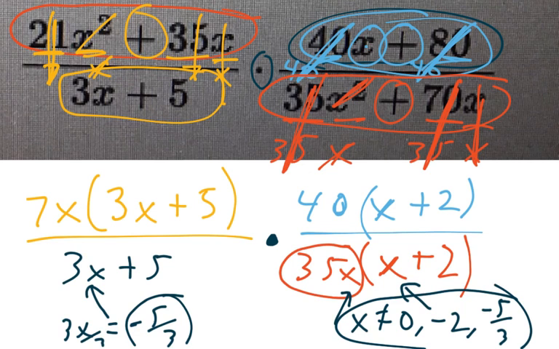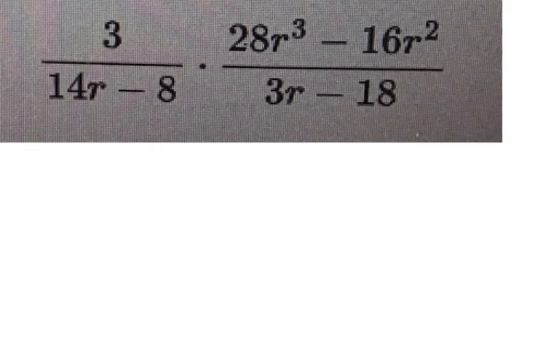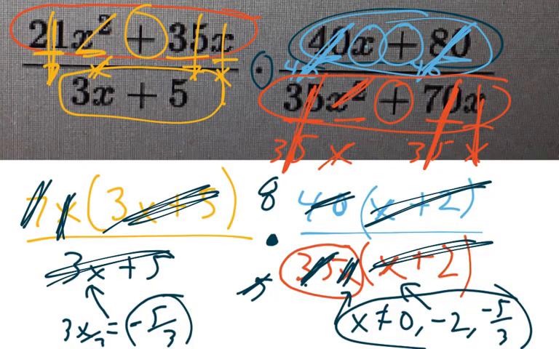Now let's simplify. The x plus 2's cancel out. The 3x plus 5's cancel out. The x's cancel out. 7 divides 35 5 times. Wow, everything's canceling out. 40 divided by 5 is 8. So I'm pretty sure the whole thing simplifies to just 8. So that would be our answer, guys. We would say 8 would be the simplified version, and here would be my excluded values.